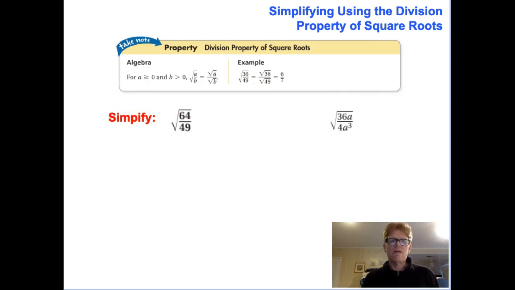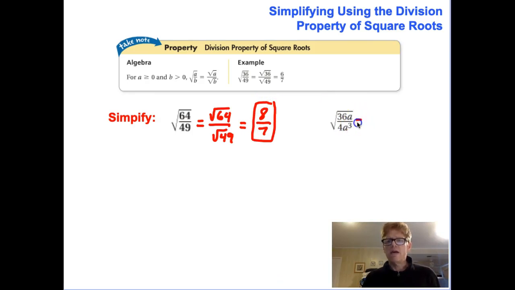So in our first instance here, we have the square root of 64 over 49. Well, we know that the square root of 64 over 49, according to the division property of square roots, is equal to the square root of 64 over the square root of 49. And we know that the square root of 64 is 8 because it's a perfect square. And the square root of 49 is also a perfect square. So we know that our answer is going to be 8 over 7. We can quickly apply that over here as well.